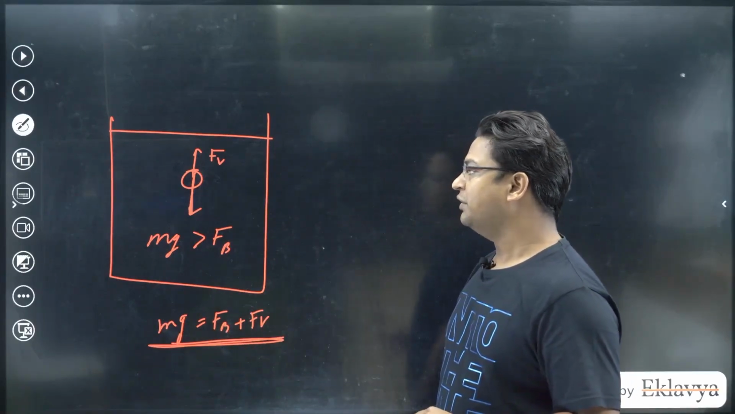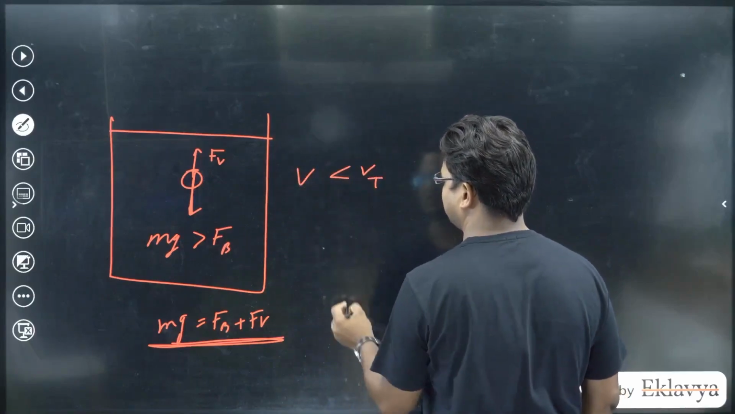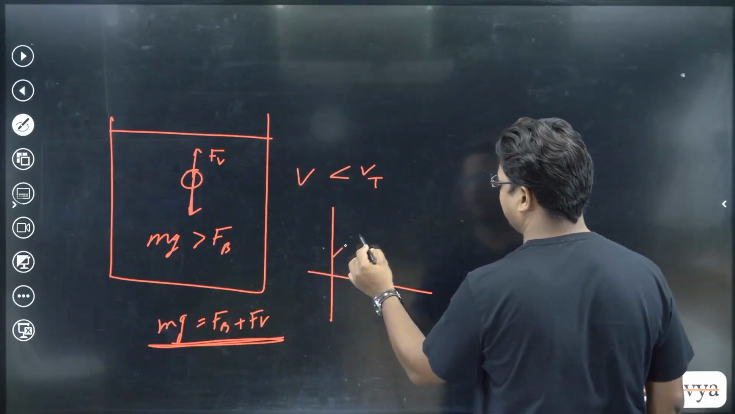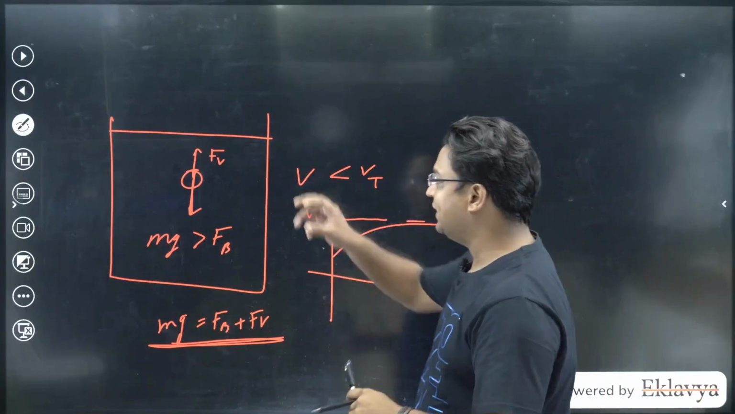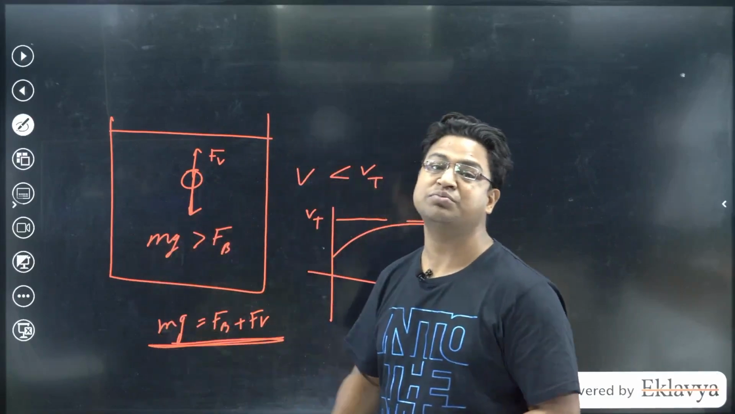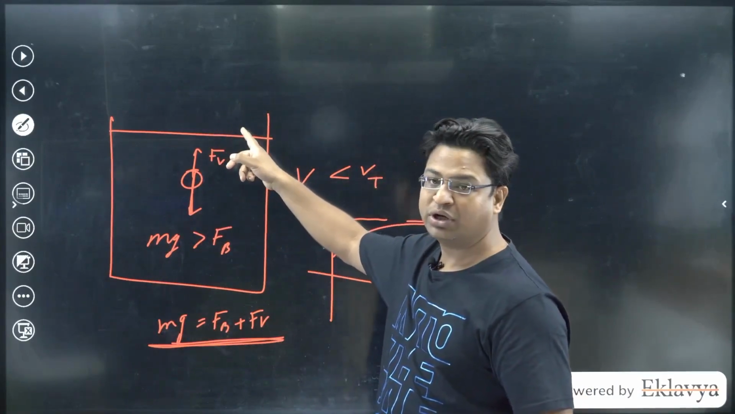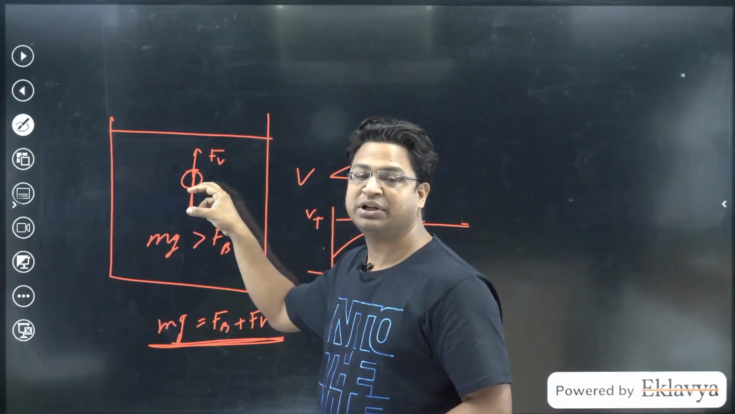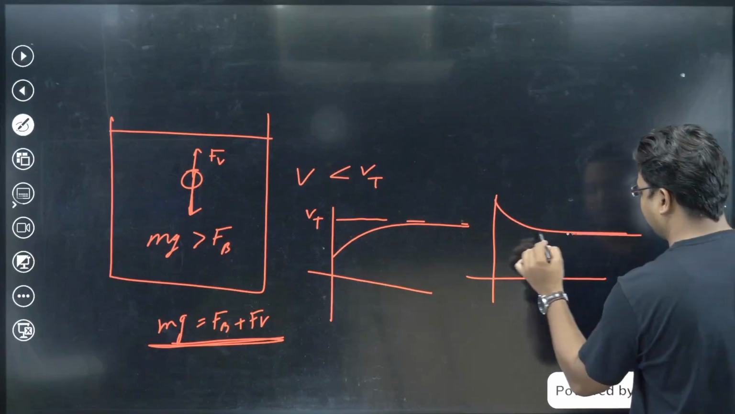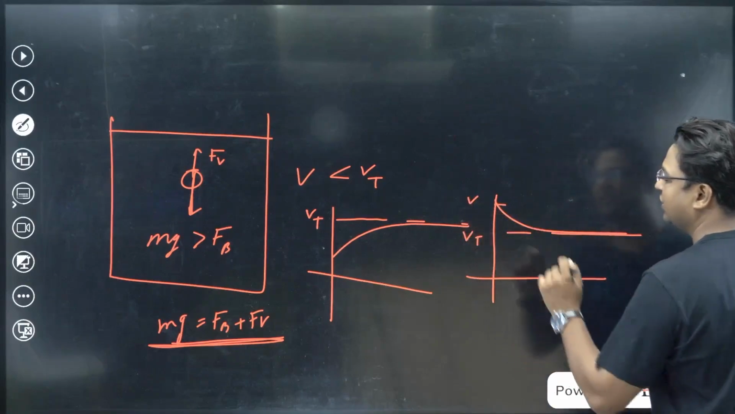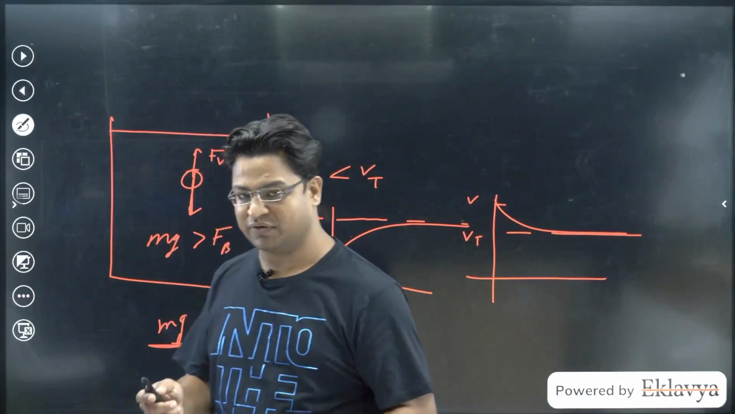So if the speed is less than terminal velocity, then we can expect the speed to increase and become equal to the terminal velocity. If the stone enters the liquid with a speed which is more than terminal velocity, in that case what will happen, the drag force will become more, and therefore the speed will begin to decrease until the terminal velocity is attained. So this kind of graph will appear when the speed with which the stone enters the liquid is more than the terminal velocity.